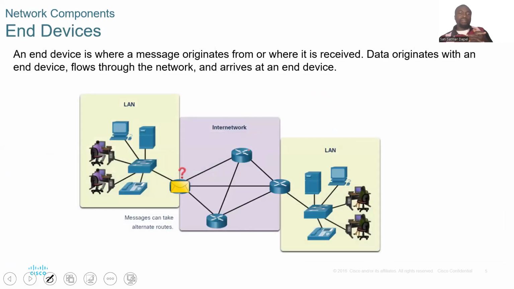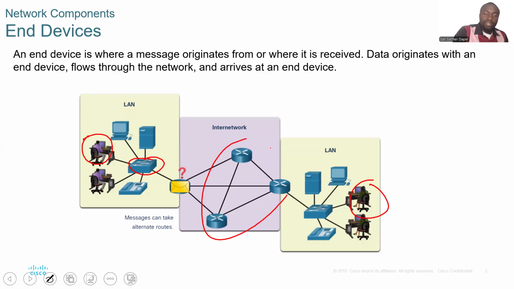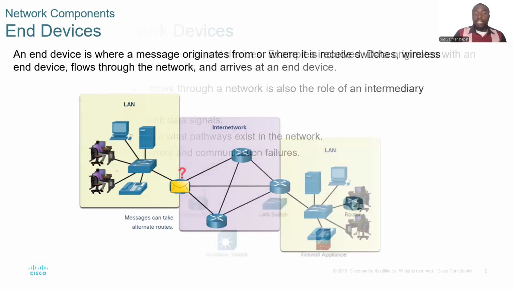An end device is where a message originates from or where it is being received. Data originates with an end device, flows through the network, and arrives at an end device. End devices could be your desktop, your mobile phone, your IP camera, your server, or whatever device actually generates the message or is the destination. So you have an end device, then you have intermediary devices. All these are intermediary devices. Then you have your network medium. That forms a network.